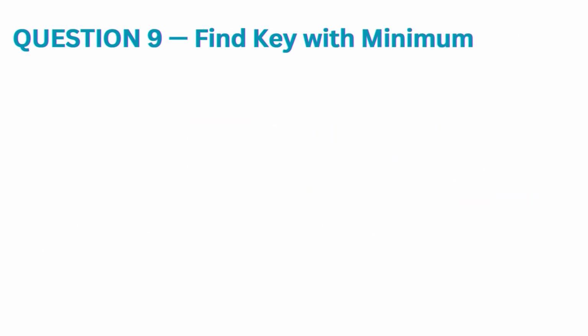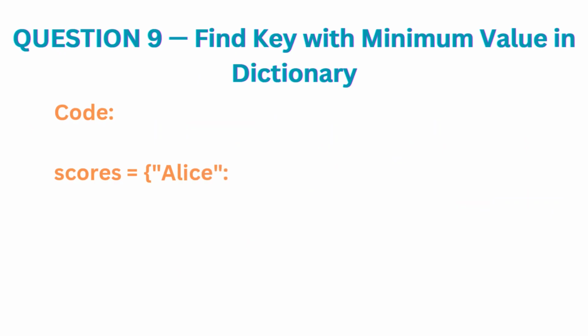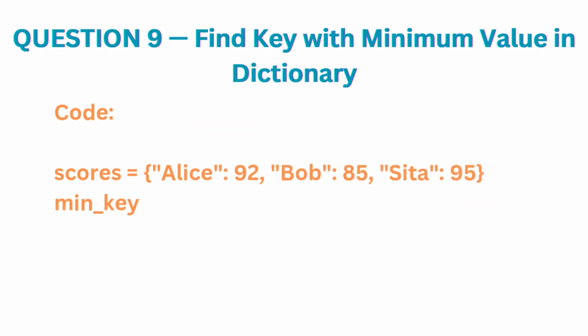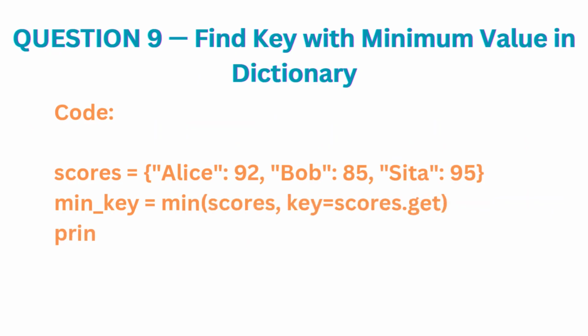The next question is find key with minimum value in dictionary. Here scores, and inside the scores, names and marks are given. The minimum key should be min of scores and key equal to scores.get. That should print the lowest scorer or the minimum key. Here the min function with key equal to scores.get returns the key with the smallest value.